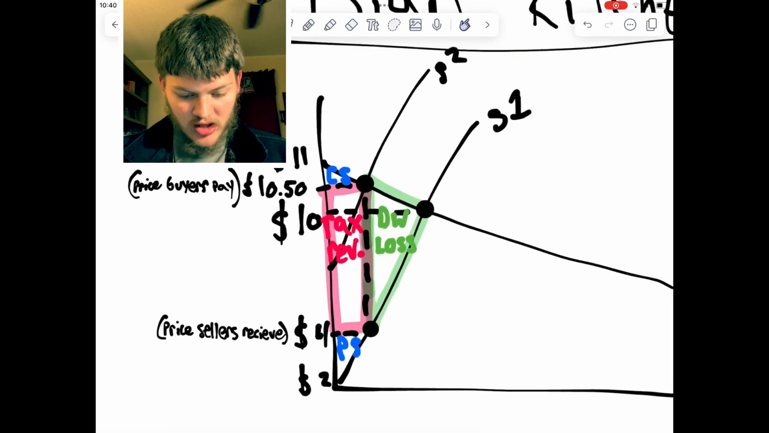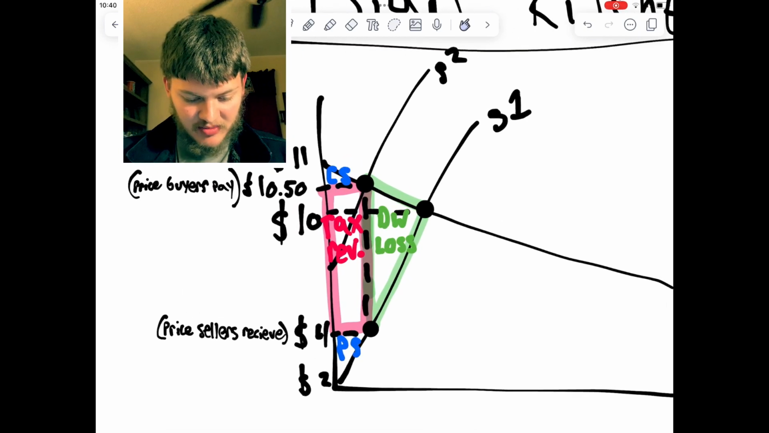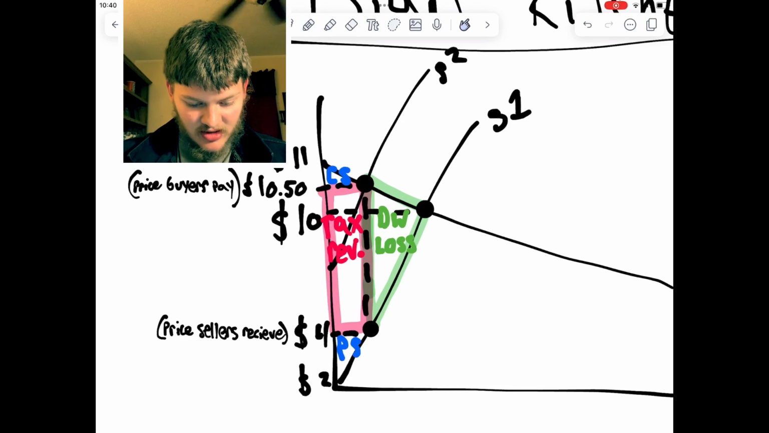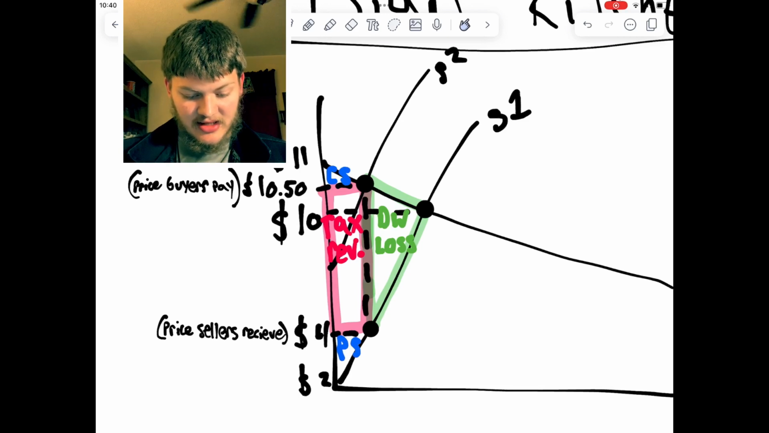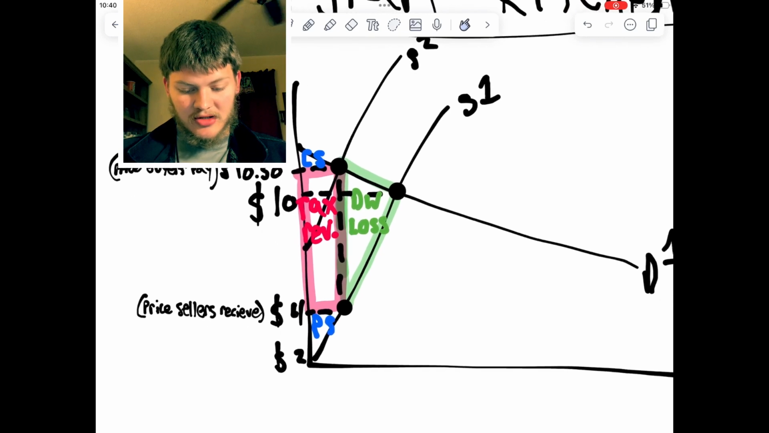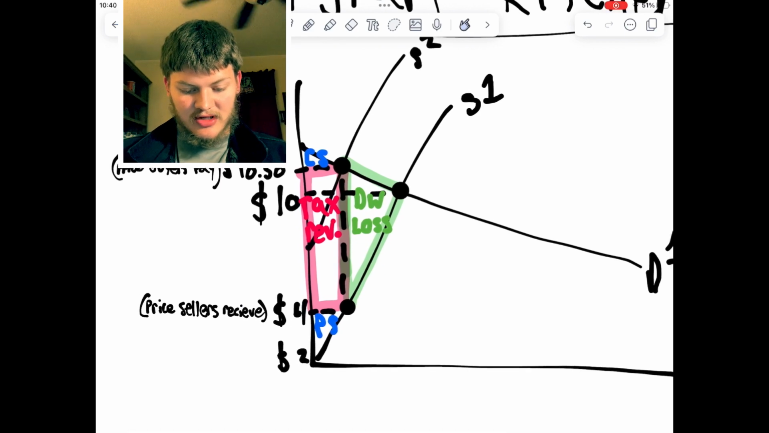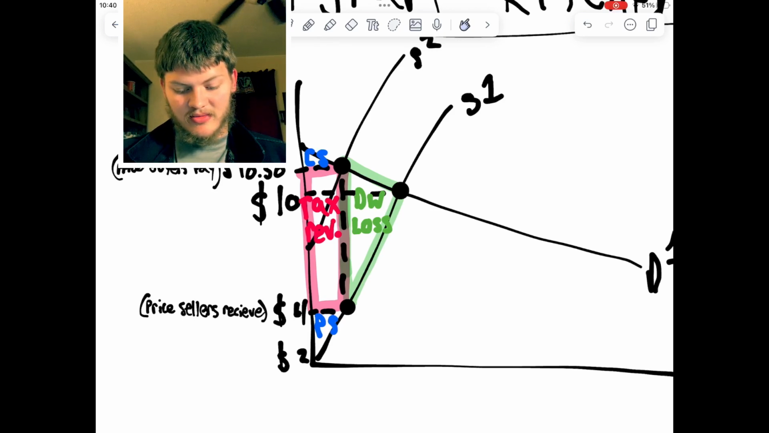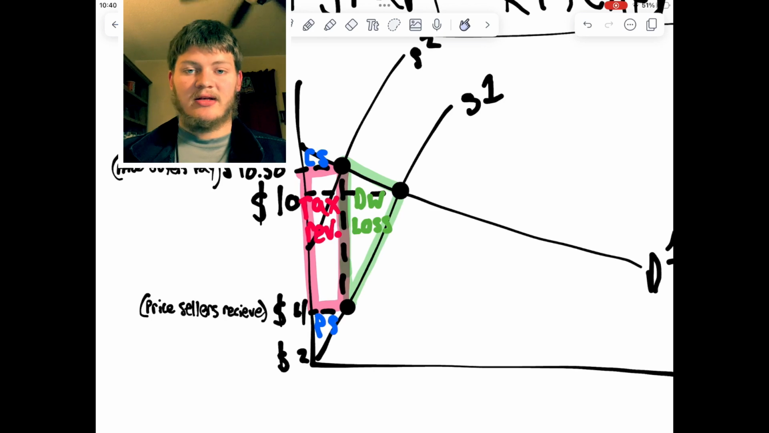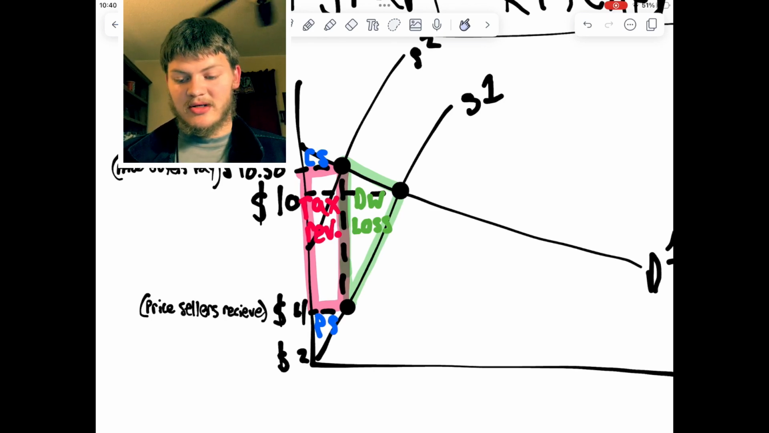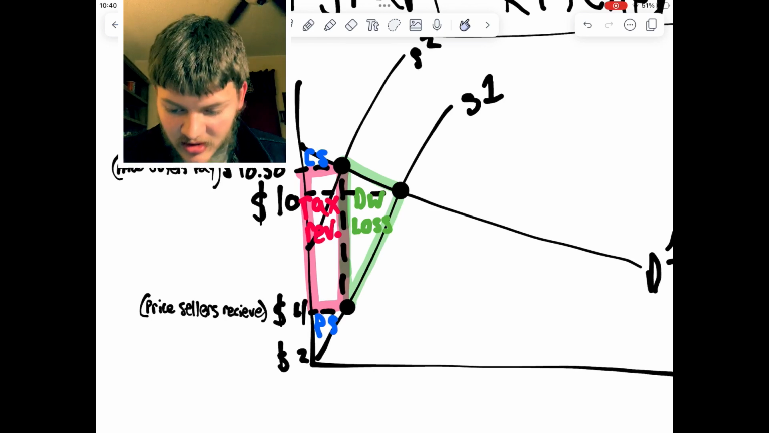So here we are. The price buyers pay will be $10.50. The price sellers receive is going to be all the way down at $4. Consumer surplus is that tiny triangle. Producer surplus, the tiny triangle on the bottom. Again, consumer surplus is above the new price and below the demand curve. Producer surplus is below what sellers receive and above the supply curve. This little triangle is obviously the tax again, cutting into the surplus of consumers and producers.